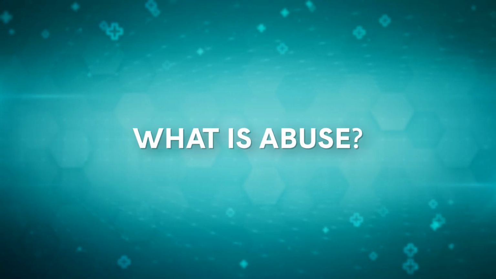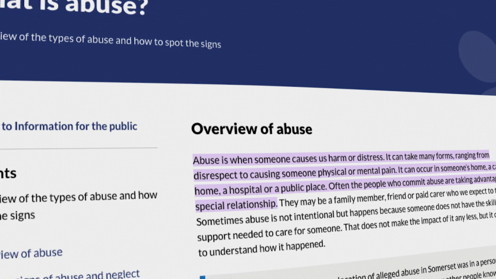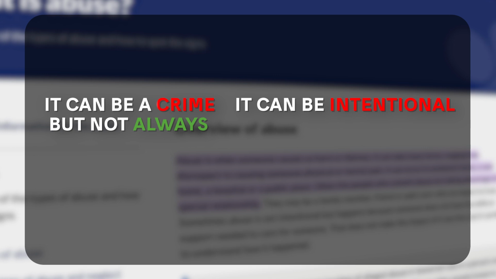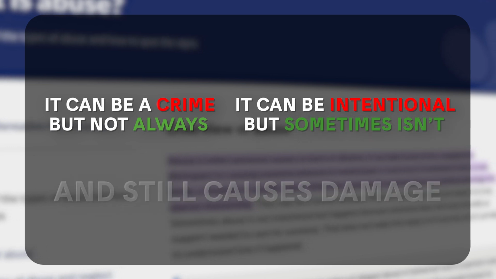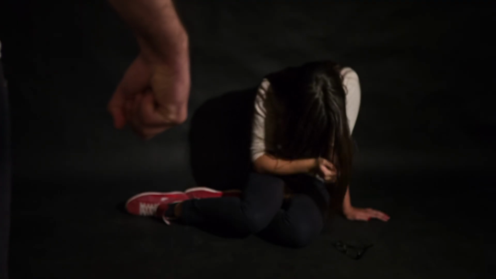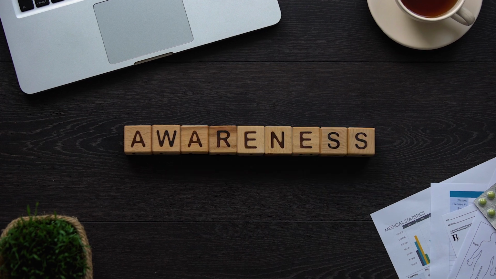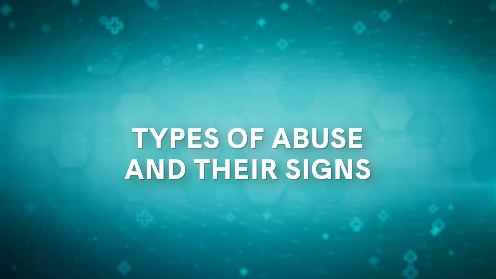What is abuse? Abuse is any action that causes harm or distress to another person. It can be a crime, but not always. It can be intentional, but sometimes isn't, and still causes damage. It often involves someone in a position of trust, and it can happen anywhere. More than one type of abuse might be taking place at once. That's why awareness is key. Types of abuse and their signs. Here are the main types of abuse and their typical indicators.